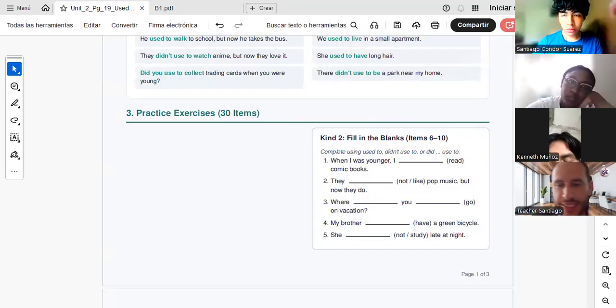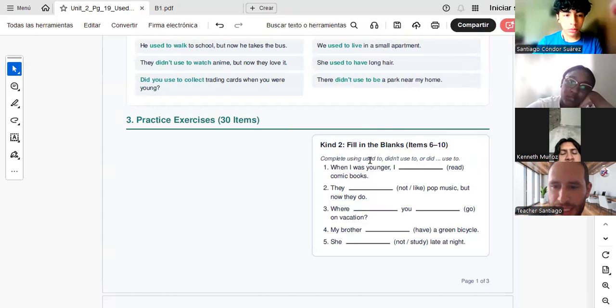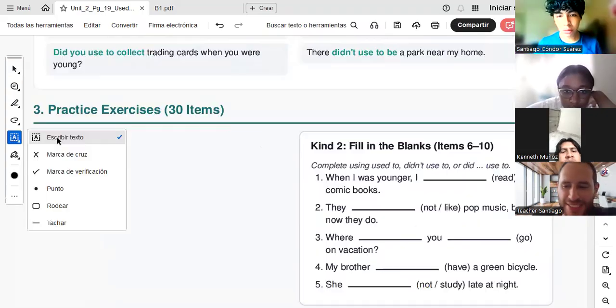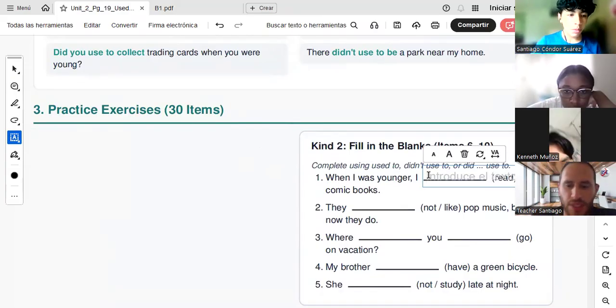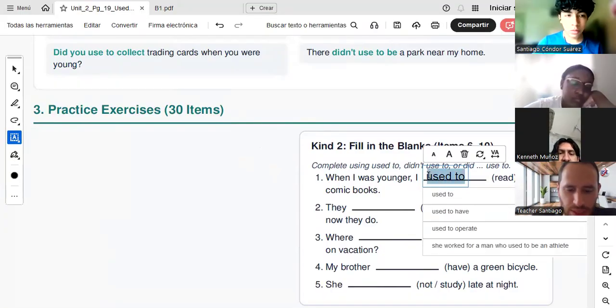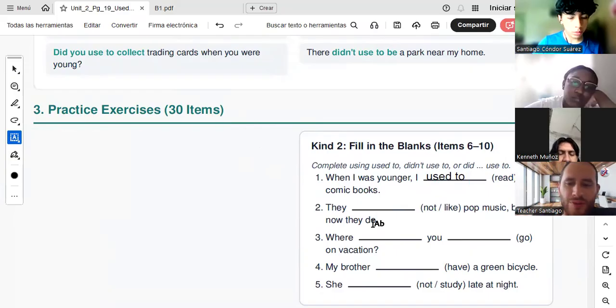It says, exercise. Fill in the blanks. Didn't used to, or used to, or did used to. I mean, affirmative, negative, or interrogative. So, let me zoom. The first one, Santi, please. Used to read comic books. Used to, I'm going to copy this. Used to read. Okay, number two, Sandra, negative.